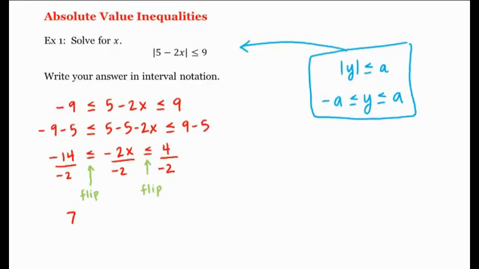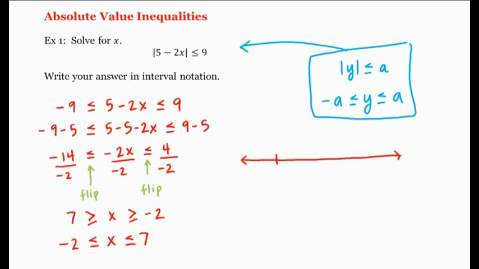Which gives us 7 is greater than or equal to x is greater than or equal to -2. Which we usually write in the other direction. -2 is less than or equal to x is less than or equal to 7. Let's look at this on the number line. Let's say this is -2 and this is 7.